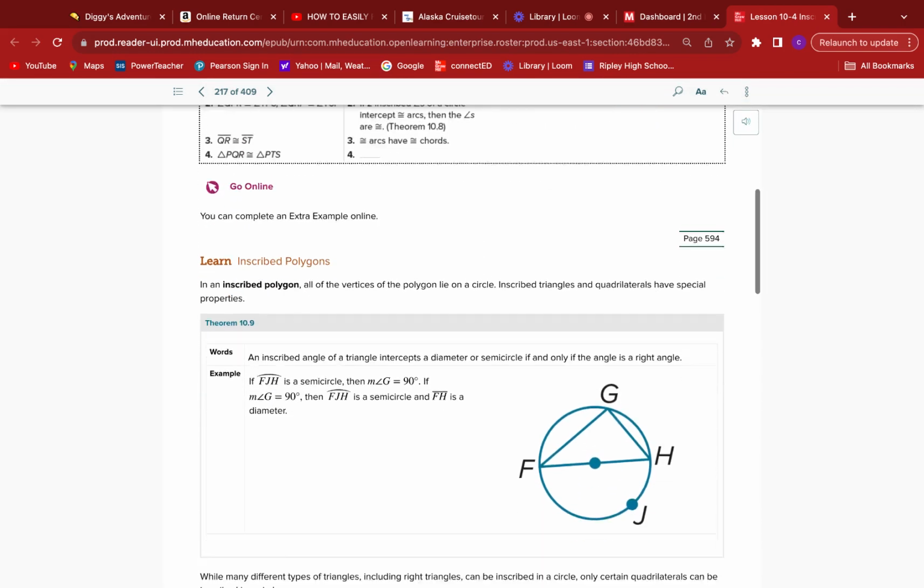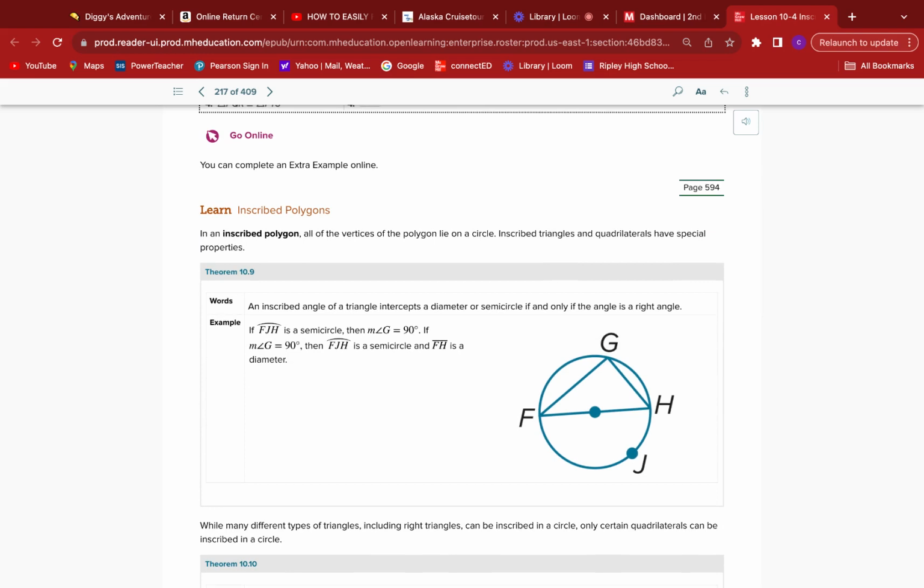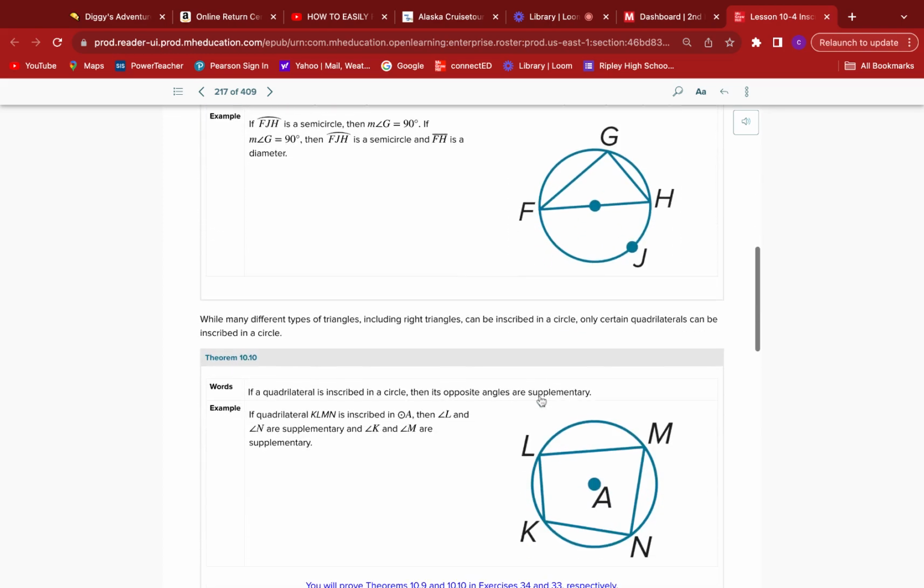Okay. All right. An inscribed angle, all the vertices of the polygons lie in the circle. Inscribed triangles and quadrilaterals have special properties. Okay, basically, you need to know that if one of them is a diameter, like for instance, your triangle is sitting inside half of a circle, like a semicircle, then angle G is a 90-degree angle automatically. This is a right triangle because angle G is automatically 90.